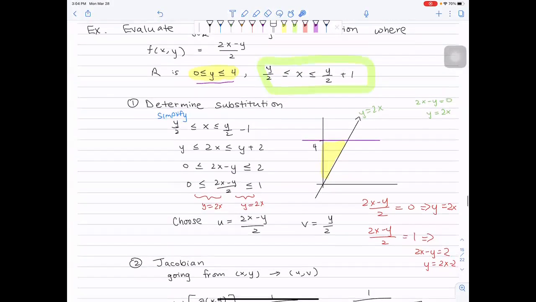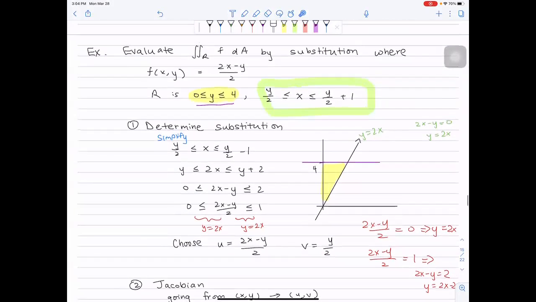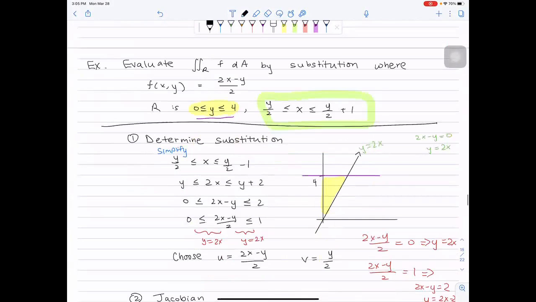Can you explain again where you got the original balance? Like y goes from 0 to 4. Oh, this they gave us as a question. Yep. So if they gave us this question above right here, and we wanted to evaluate the double integral of our function over this region, how do you do it? Using substitution.